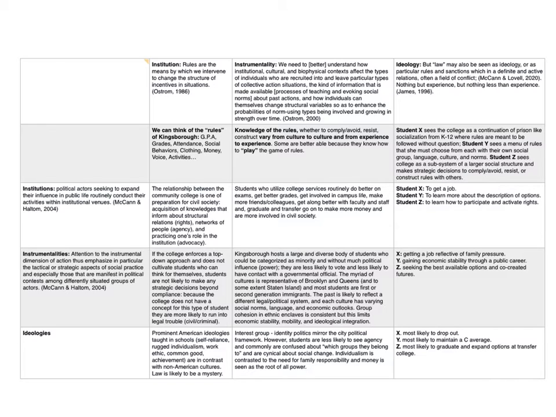Then you have student Y, who sees a menu of rules that she must choose from, each with their own social group, language, culture, and norms. So this is kind of how I felt when I first got to college. I saw, wow, there are so many different rules. There are so many different groups. I'm going to have to figure out which group I fit the best in, and I'm going to have to try out different things. And a large part of what we mean by liberal education is this idea.